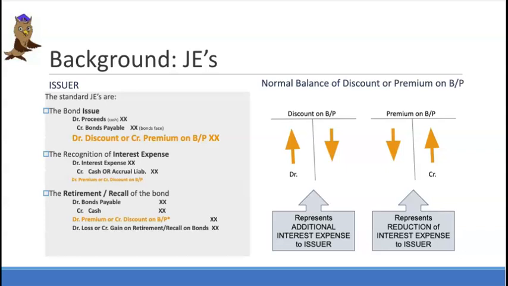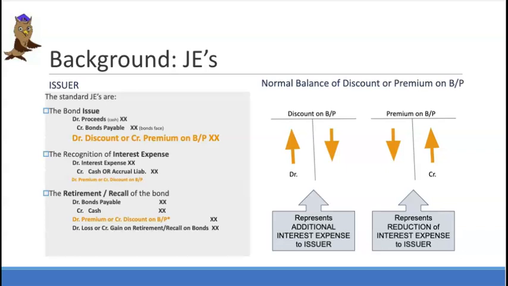Before discussing the actual JEs, it will be useful to briefly review the normal balances of both the discount and premium on bonds payable accounts. Think of the discount on bond payable account as a contra liability account, meaning that it is a liability account but with an opposite normal balance.